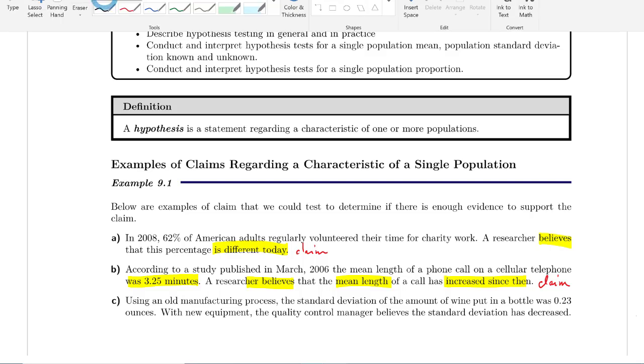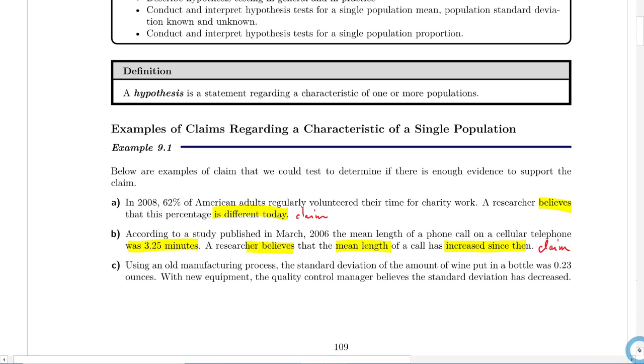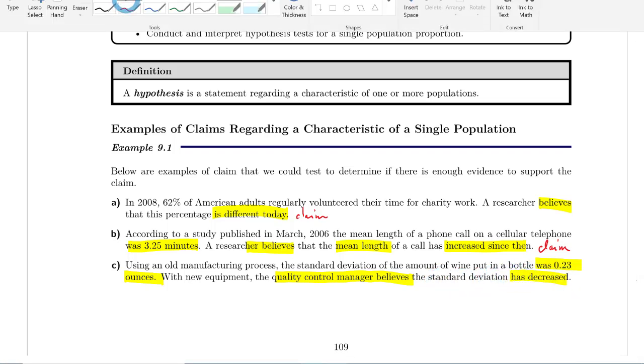Okay, let's look at the third one. Using an old manufacturing process, the standard deviation of the amount of wine put in a bottle was 0.23 ounces. So now they're talking about all wines. All wines manufactured had a standard deviation of 0.23 ounces. So now they have a population parameter. And now, with new equipment, the quality control manager believes the standard deviation has decreased. And there's your claim.